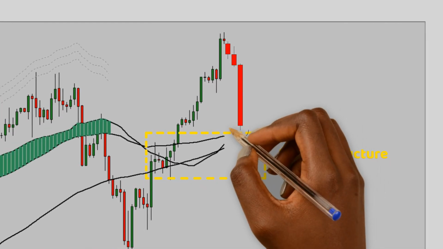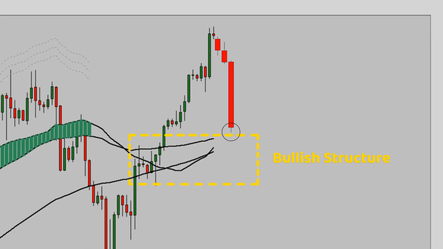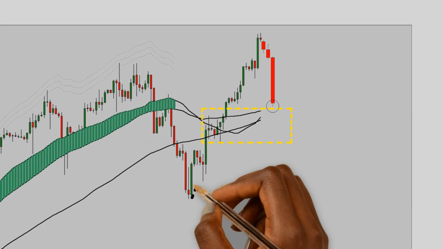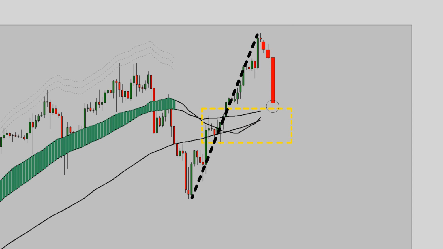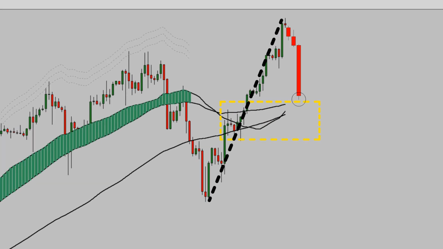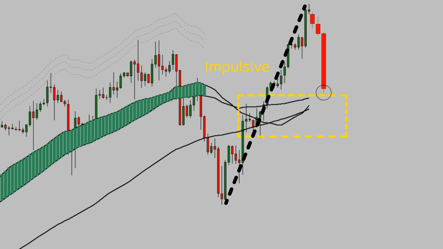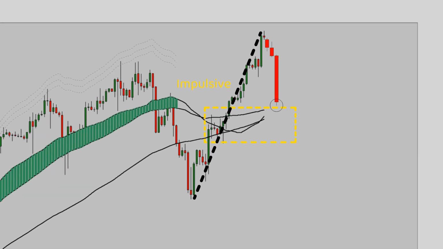Okay, so what I'm gonna do, I'm gonna identify, let me erase that, this particular portion right here, this is my impulsive wave. So let me write that down, impulsive wave right here. So that is my impulsive wave. So what's missing? It's a correction, which is those red candles that came down. So this will be our correction.